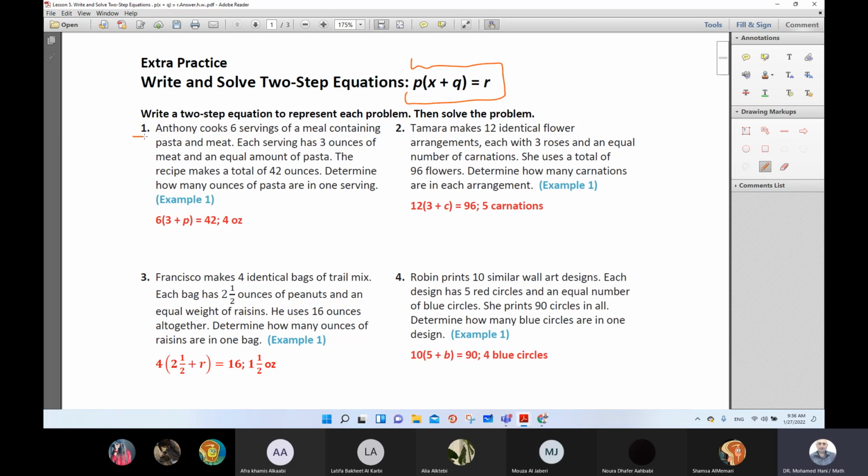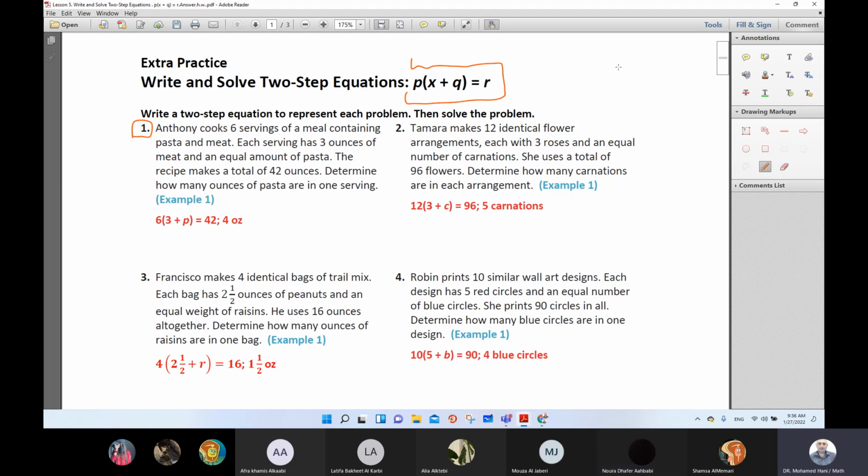Now I want a student to read the first question. Who can read exercise number 1, please? Mister, can I read? I'm Noura Dhafar.